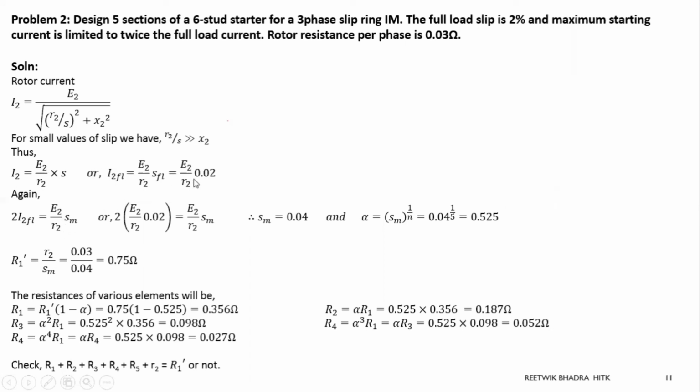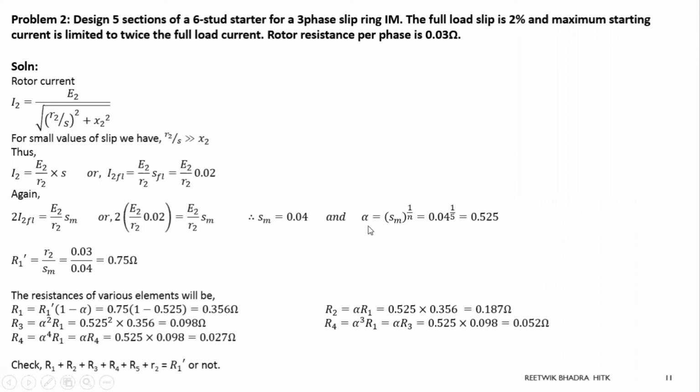Now you know I2FL is equal to E2 by R2 into 0.02. Substitute in terms of I2FL, keep this value over here. That's why I have substituted this I2FL by E2 by R2 into 0.02. So 2 into E2 by R2 into 0.02 equals E2 by R2 into SM. This E2 by R2 cancels out. So 2 into 0.02 gives you your SM. The SM equals 0.04.